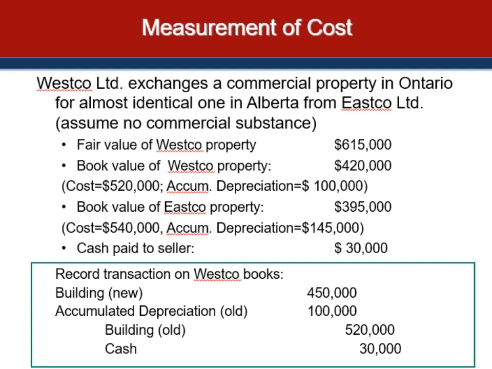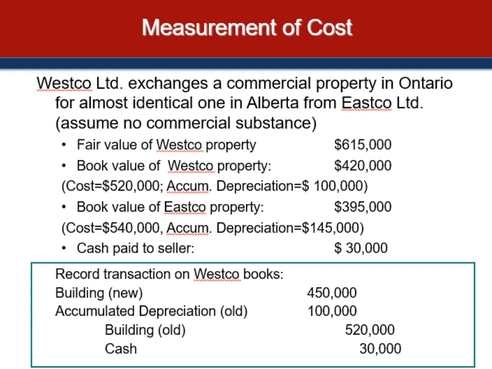Yes, so the West Coast property is presumably what we're giving up, and the East Coast property is the one we're getting. So I think what that's saying is that West Coast is giving up the Ontario property, and Ontario is giving up the Alberta property, which makes sense. It's close to home and all that, right?